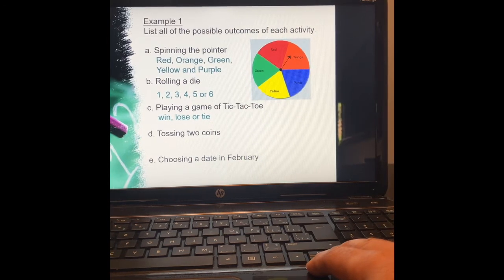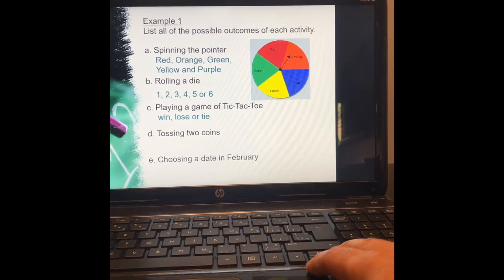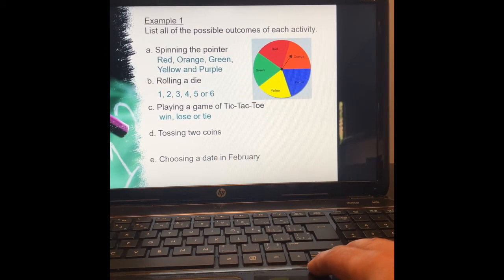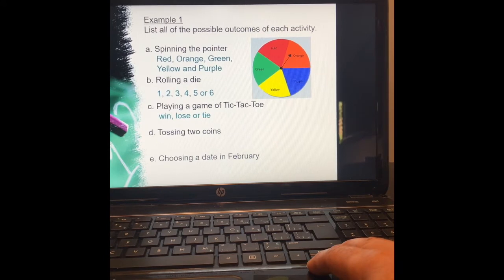Tossing 2 coins, you've got heads, tails, and the second coin you got heads or tails. So it could be heads, heads, it could be heads, tails. If the order matters, it could be tails, heads, or tails, tails.